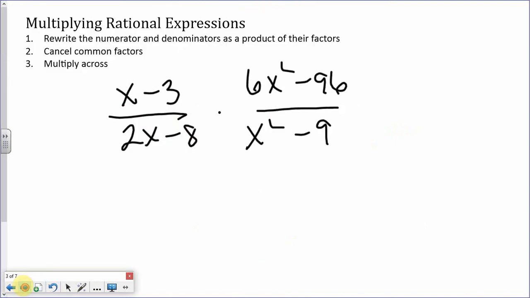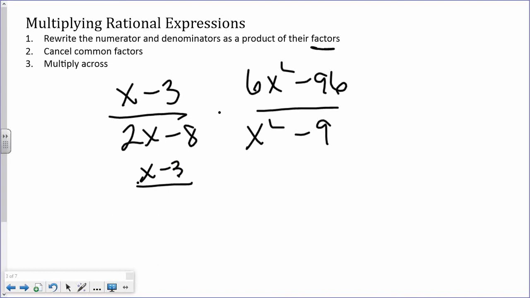Let's try another one. So now we're getting a little more complicated, but it's the same process. I'm going to rewrite my numerator and denominator as a product of their factors. Now that word is telling me that I'm going to have to factor, so our factoring skills are very important here. So x minus 3 doesn't factor, so I'm going to leave that.